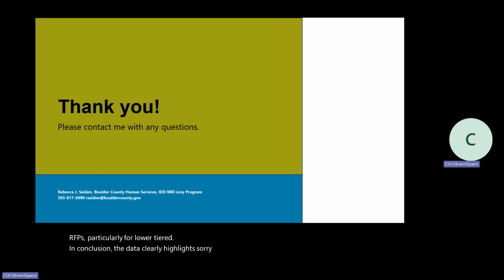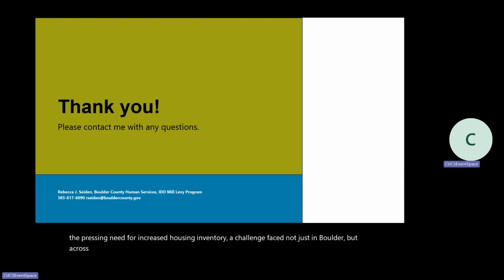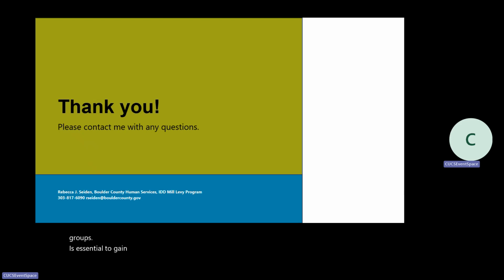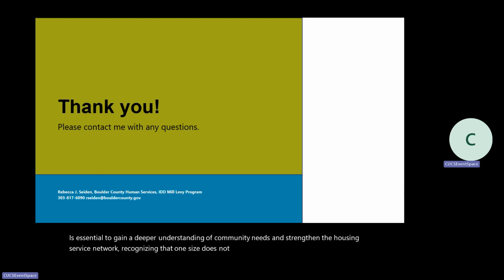In conclusion, the data clearly highlights the pressing need for increased housing inventory, a challenge faced not just in Boulder, but across the nation. Additionally, it's vital to enhance outreach efforts to various BIPOC communities to ensure their unique needs are addressed. Fostering collaboration among stakeholders, including families, service providers, and advocacy groups, is essential to gain a deeper understanding of community needs and strengthen the housing service network. Recognizing that one size does not fit all will enable us to create more tailored and effective solutions.